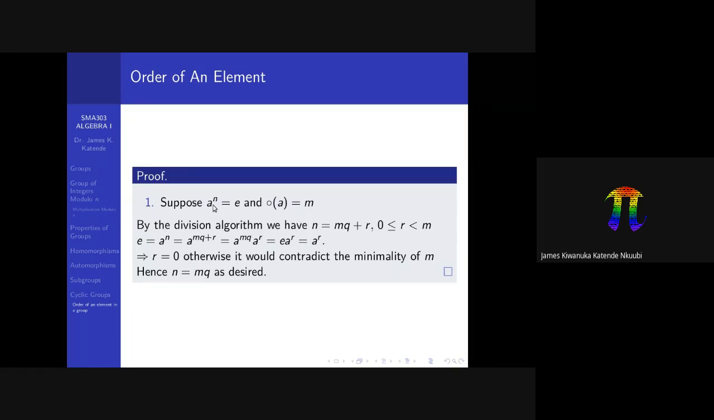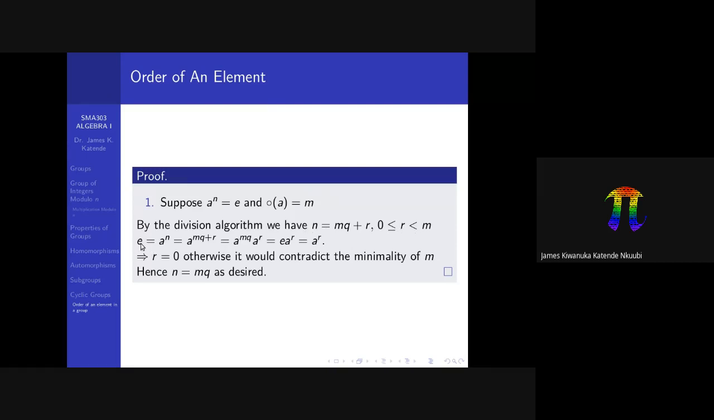From the theorem, we have A raised to n equal to the identity, and let's fix the order of A to be equal to m. By the division algorithm, we can write n equals mq plus r, where r can be 0 but cannot reach m. So 0 is less than or equal to r, but r is strictly less than m. This is from the division algorithm. We did this in discrete mathematics.